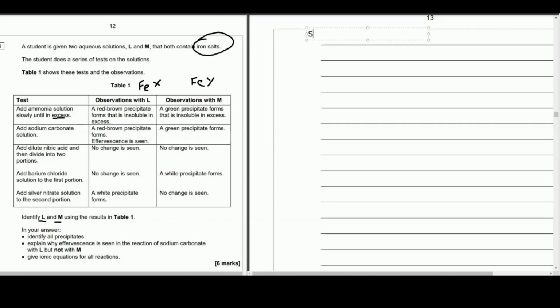Explain why gas or effervescence was given off with L, but not with M, and then give the ionic equation for all the reactions. So I'm going to start with L and go through all the tests in the column labeled observations with L and try and explain those. This is a very hard question.